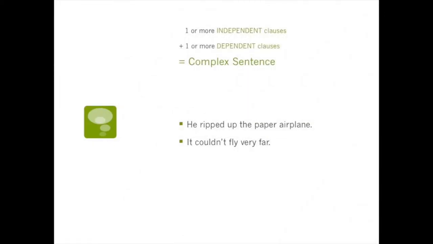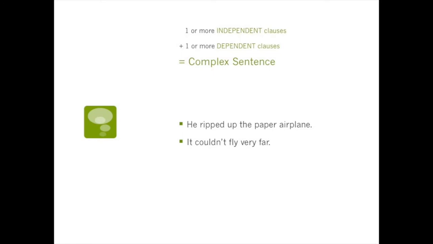Now that you've seen the difference between an independent clause and a dependent clause, we're going to practice putting them together. When you put one or more independent clauses together with one or more dependent clauses, you make a complex sentence. You put these together by adding a subordinating conjunction to the beginning of the clause that you want to make dependent on the other one.